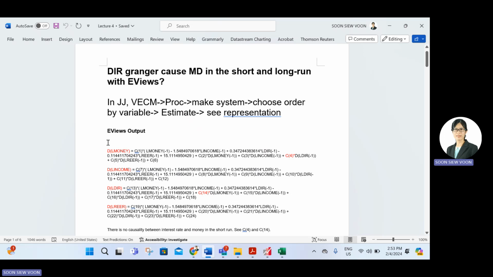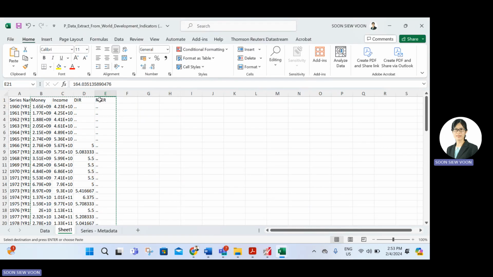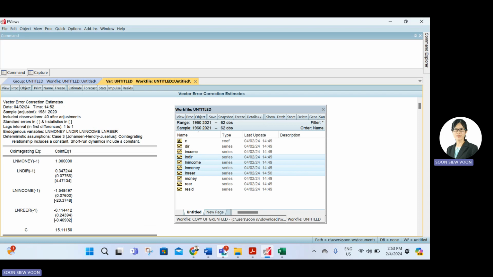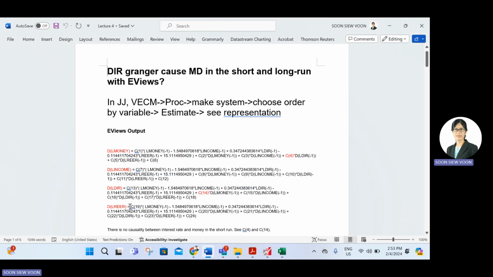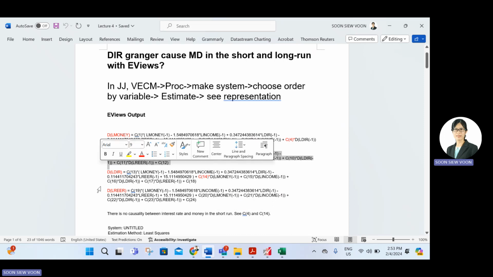As we observe on this screen, this is an EViews representation for each equation, because it's a vector error correction model. How many variables do I have just now? I have 4 variables, which consist of money, income, interest rate, and exchange rate. So I will have 4 different equations: 1, 2, 3, 4. This is how we read the representation output. This is the error correction model when money is the dependent variable, and this is the error correction model when income is the dependent variable, and so on accordingly.